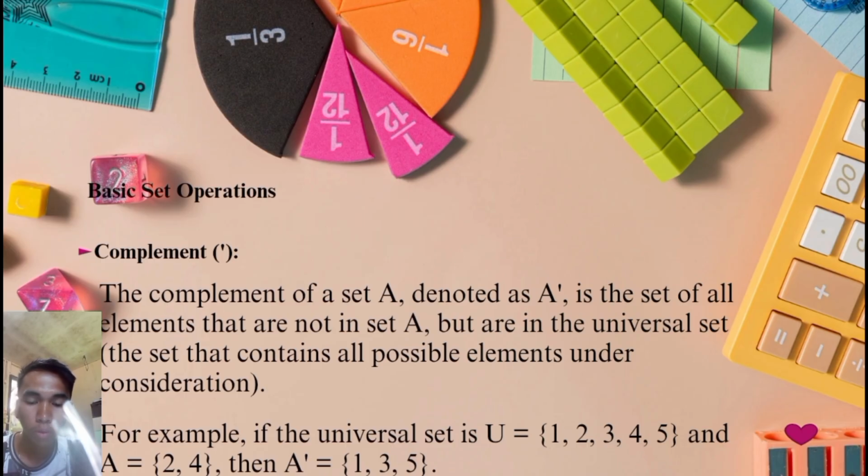Complement. The complement of a set A contains all elements not in A but present in the universal set. Example, if the universal set is equal to {1, 2, 3, 4, 5} and A equals {2, 4}, then A complement equals {1, 3, 5}.